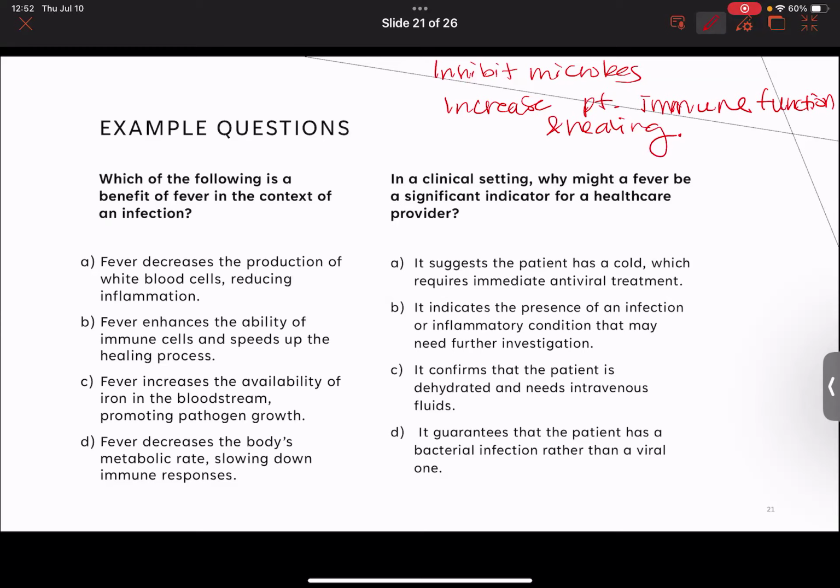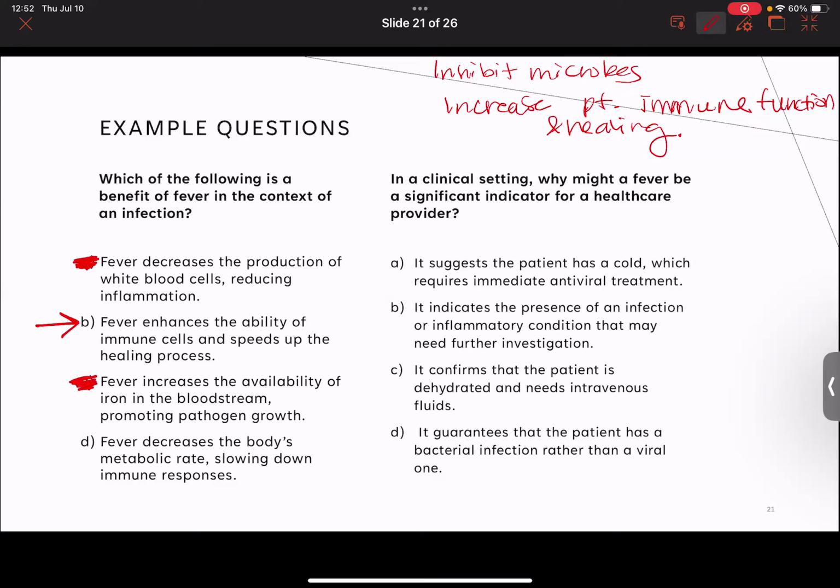Which of the following is a benefit of fever in the context of an infection? Does fever decrease the production of white blood cells? No. Does fever enhance the ability of immune cells and speed up the healing process? Yes. Does fever increase the availability of iron in the bloodstream, promoting pathogen growth?